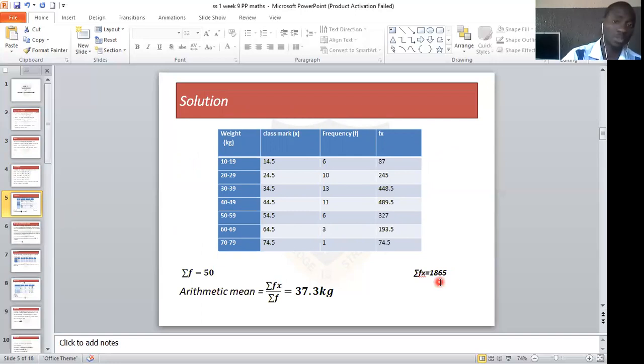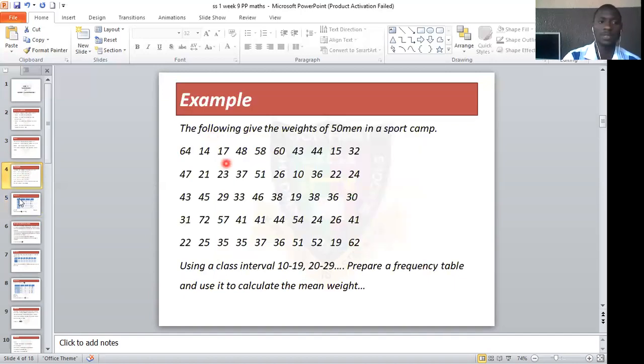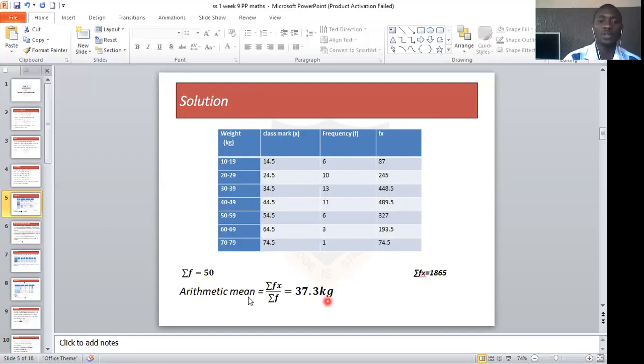Please, I would like you to cross check this. Use your calculator to cross check and affirm that the numbers are very, very correct. So the summation of fx is 1865, and the summation of the frequency is 50. To confirm from the question, the following gives the weight of 50 men, that is the 50 is the frequency. So if you divide, that is summation of fx over summation f, it will give you 37.3 kilogram. 37.3 kilogram.